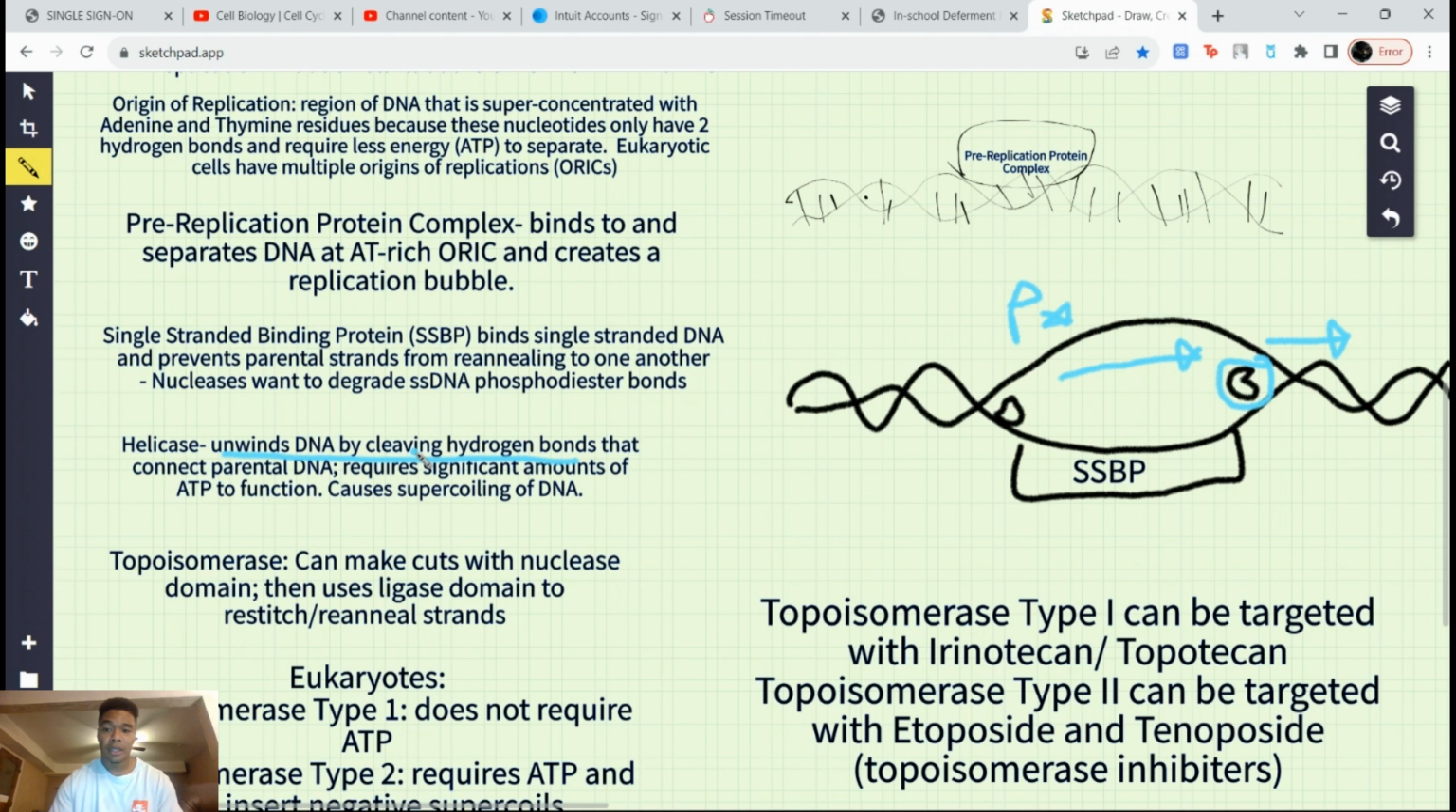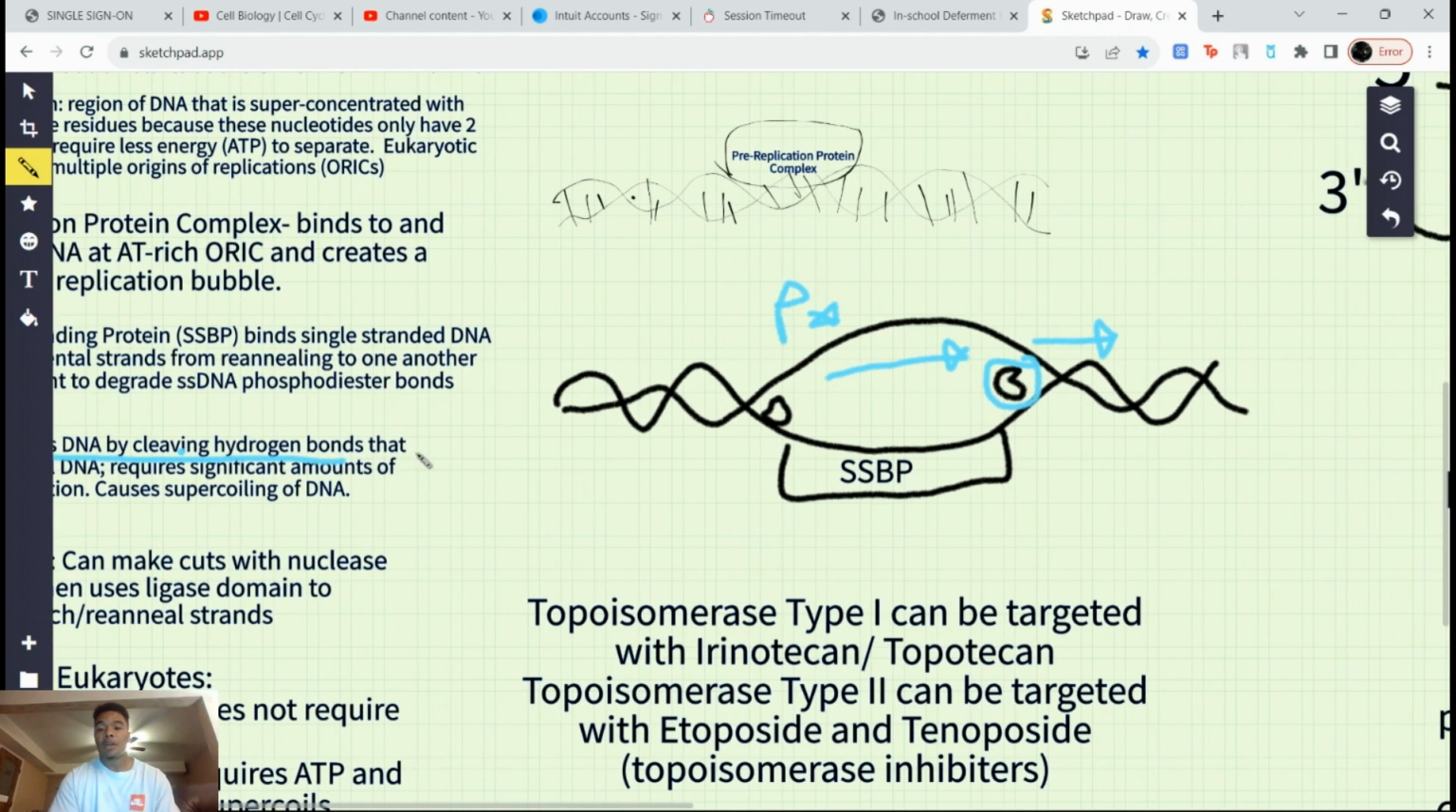So after the pre-replication protein complex binds and severs those initial hydrogen bonds, helicase starts doing it, but it does it a lot faster, and it requires a lot of energy to do that. So helicase unwinds DNA by cleaving hydrogen bonds that connect parental DNA, and requires significant amounts of ATP to function. And this causes something called supercoiling.